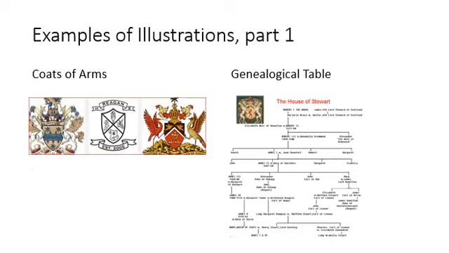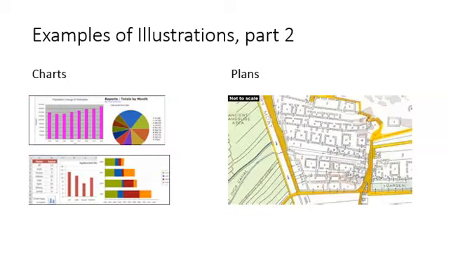There are many kinds of illustrative content. On the left are examples of coats of arms, and on the right is a genealogical table. Charts are on the left. Note that charts are meant to represent data in a visual manner, which differs from tables, which include textual data. Charts are considered illustrative content, and tables are not. On the left is an example of a plan. On the right is an example of a plan, which is a detailed drawing or diagram, usually for architecture or land development.